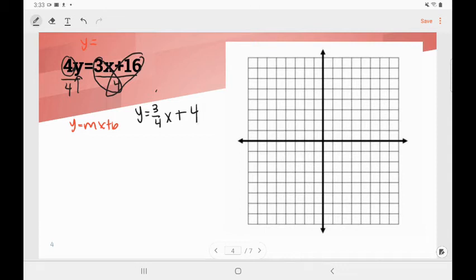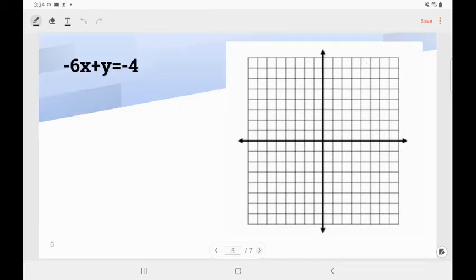To graph it, remember this is my starting point, so up 4, 1, 2, 3, 4. Plot a point. My slope, which is next to x, or my fraction, tells me what directions to go. The 3 tells me to move up 3, and the 4 tells me to move right 4. So up 1, 2, 3, to the right 1, 2, 3, 4. Make a dot. Connect them. There's my graph. Let's try a couple more.